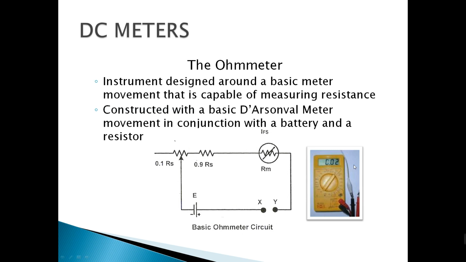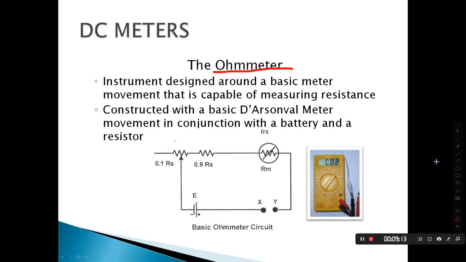And then we have the ohmmeter. The ohmmeter is an instrument designed around a basic meter movement that is capable of measuring resistance. It is constructed with a basic D'Arsonval meter movement in conjunction with a battery and a resistor. So take note of the components that we should remember when we're talking about an ohmmeter: a D'Arsonval meter movement, a battery, and of course a resistor. These are the basic components of an ohmmeter.